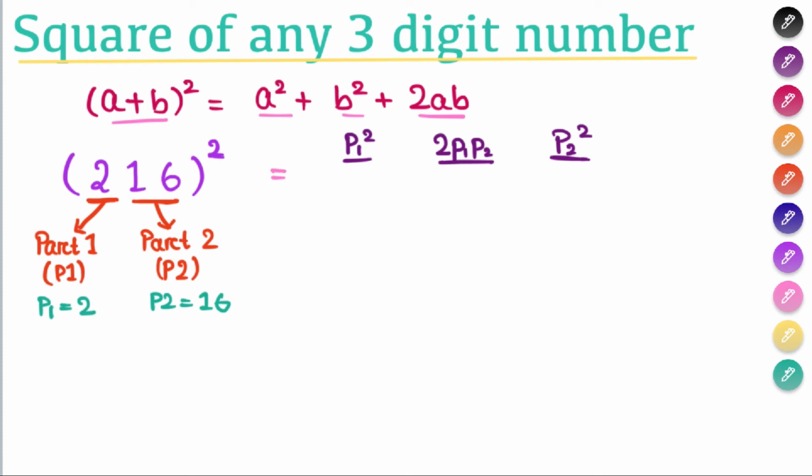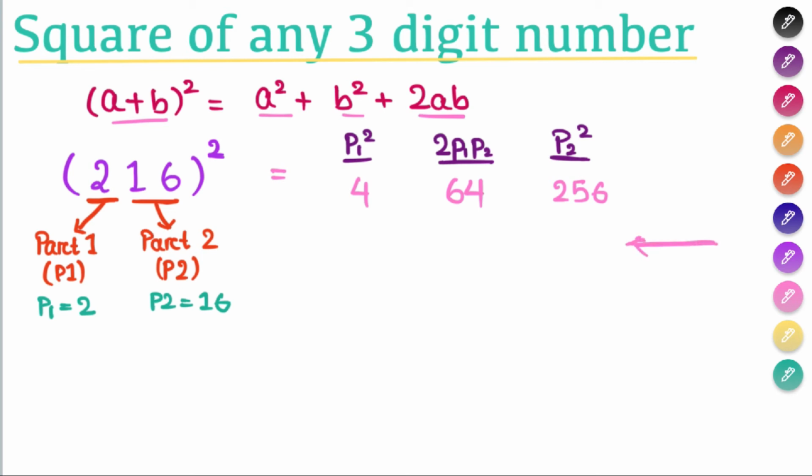Okay, now first of all P1 is 2, so P1 square will be 4. P1 into P2 is 32, into 2 will give us 64, and P2 square will be 16 square, that is 256. Now the rule is we will start doing from this side.